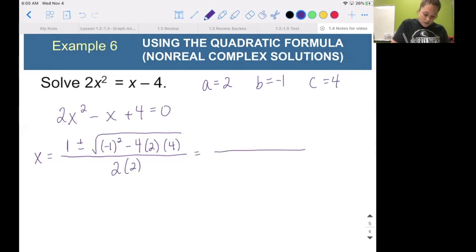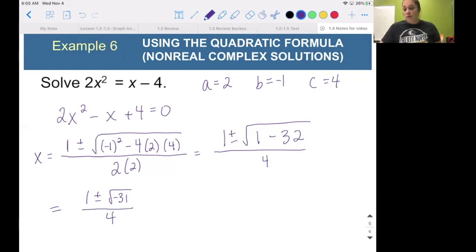All right, let's start with 2 times a is just 4. And then on the inside, negative 1 squared. So negative 1 times negative 1 is a positive 1. And then 4 times 2 times 4. 4 times 4 is 16, times 2 is 32. And then we get, on the inside, just a negative 31.